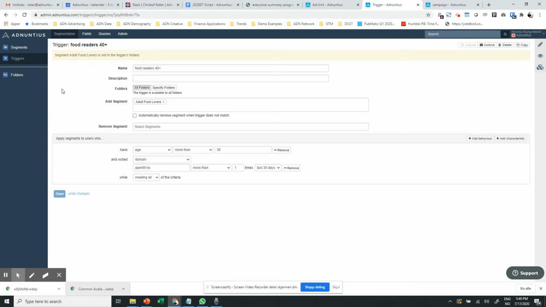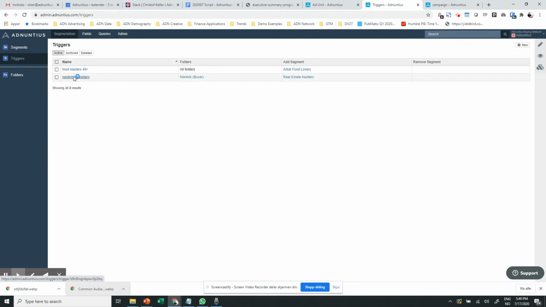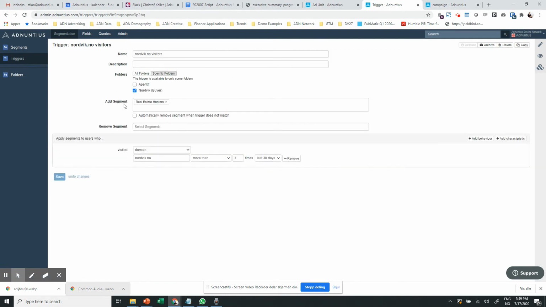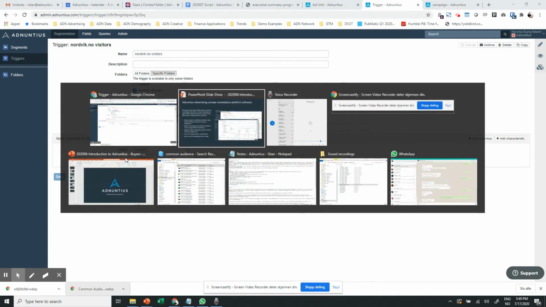And Adnuntius makes first-party data collection easy and also easy to activate. Now for a harder use case. A real estate agent creates a trigger where a user will be added to the segment Real Estate Hunters when they visited the domain norvik.no. If they want to enable this segment in a campaign on aperitif.no, that's no longer possible with cookies, since this is by definition third-party data.